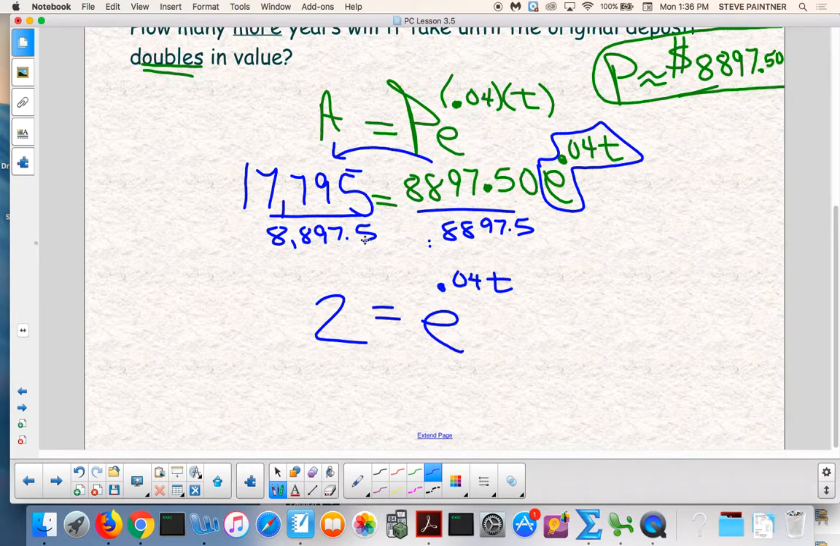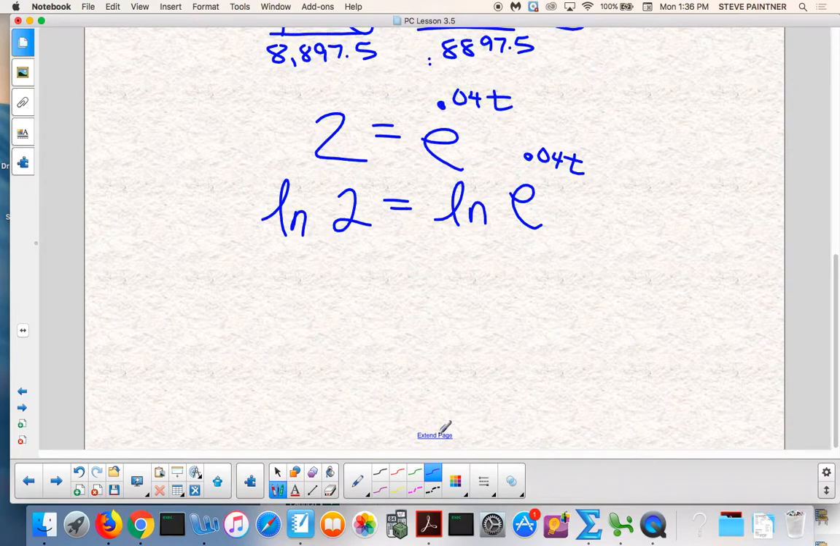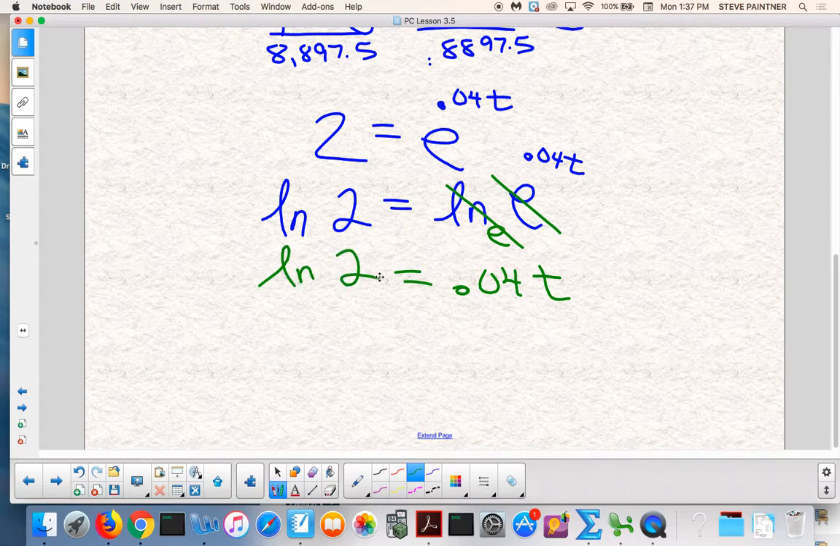Take the natural log of both sides, and when you take the natural log of both sides, you get natural log of 2 equals natural log of what? e to the 0.04t. Yes or no? Yes. Raise your hand if you say no, it's okay. All right, ready? Base e here, base e here, they cross out. So really this is all it is, isn't it? ln of 2 equals 0.04t.